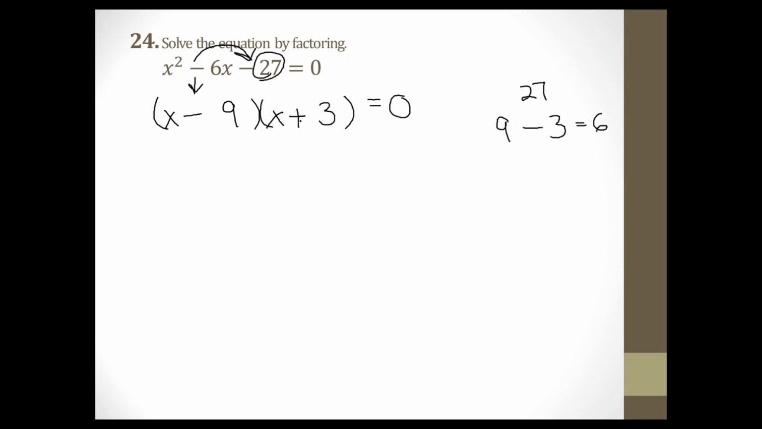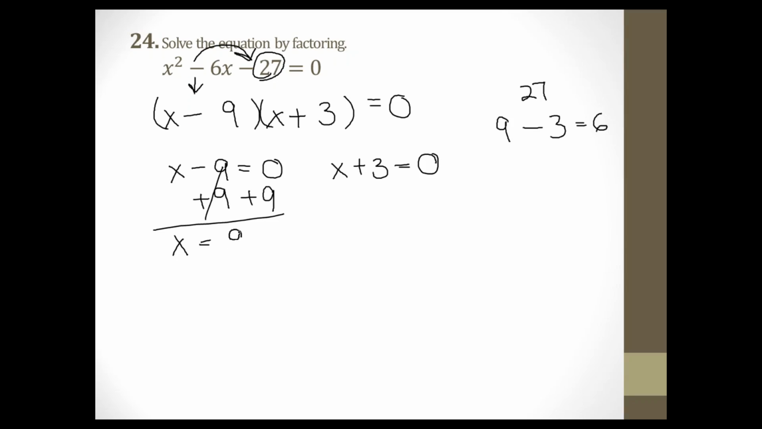Now we factored, but because this is set equal to 0, we can apply the zero product rule. The zero product rule means that either one of these two factors should be equal to 0. So we set them each one individually equal to 0 to find the solution. Solving the left side, so adding 9 to both sides. That gives me x equal to 9. And then on the right side, subtracting 3 from both sides, and we get x is equal to negative 3.